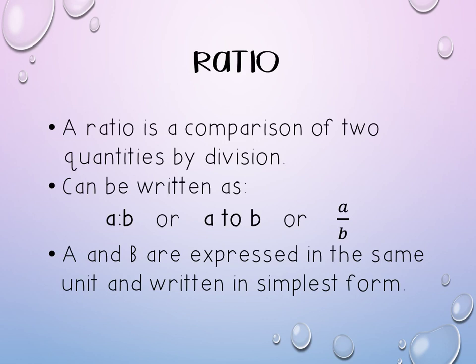A and B have to be expressed in the same unit and then written in simplest form. So if one is inches and one is feet, we convert them both to be the same thing. If one was minutes and one was seconds, we would convert them both to be the same thing. And then simplest form means you always reduce a fraction. So if I had something like 2/4, I'm always going to rewrite that as 1/2.